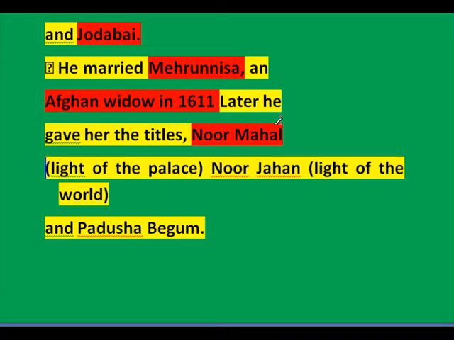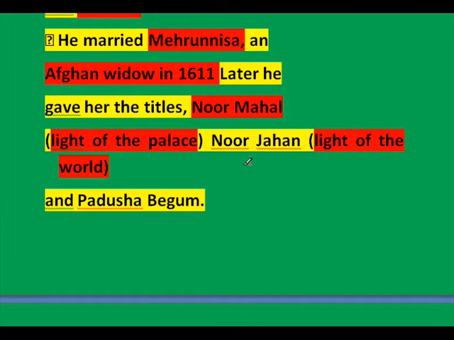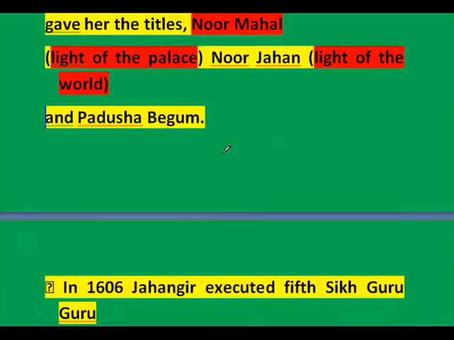So Nur Mahal's actual name is Merun Nisa. Please remember, in 1611 he married an Afghan widow. Nur Mahal means light of the palace, and Nur Jahan means light of the world. So please remember, a question can come from this portion. Nur Jahan means light of the world.